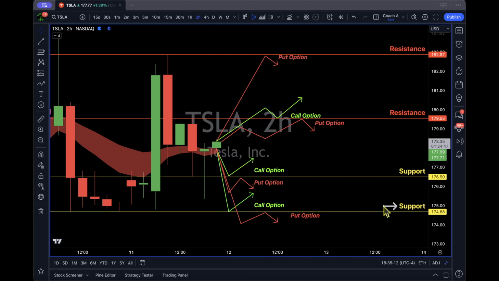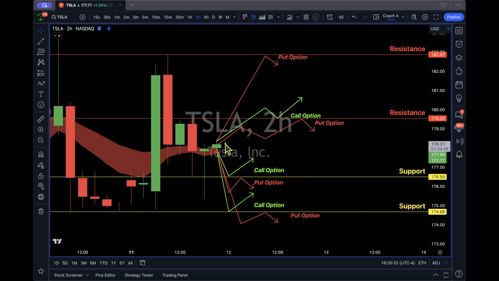We have support at 174. We have support at 176. We have resistance at about the 180 area. We also had resistance at the 182 area. Same concept here, guys. We are currently here at the 178.21 in the aftermarket.